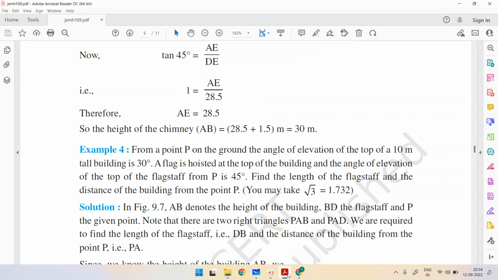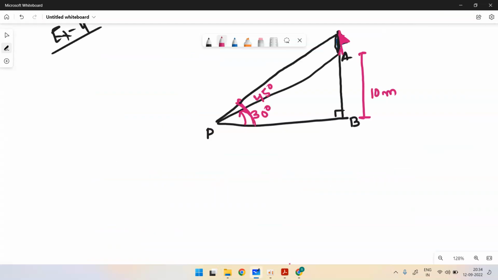And what you need to find is the length of the flag staff and the distance of the building from point P. So you need to find this distance first, and then this length of the flag staff. Let me suppose this is A, P, B, and this is my point C.